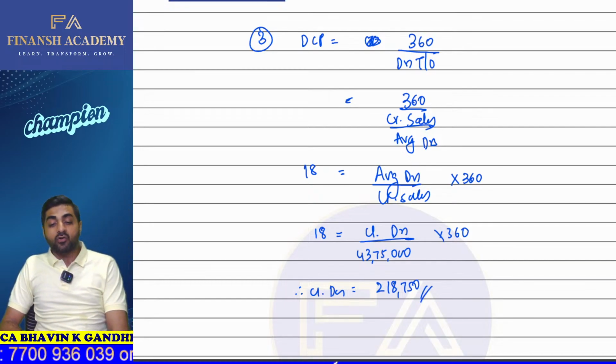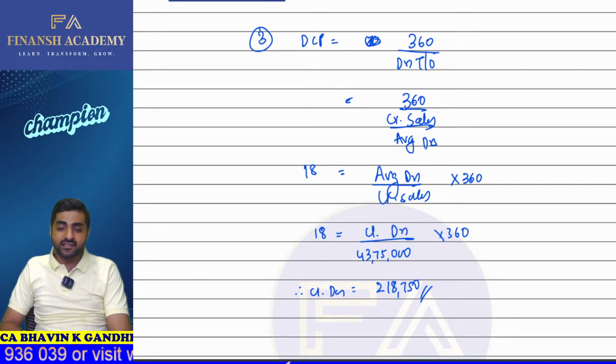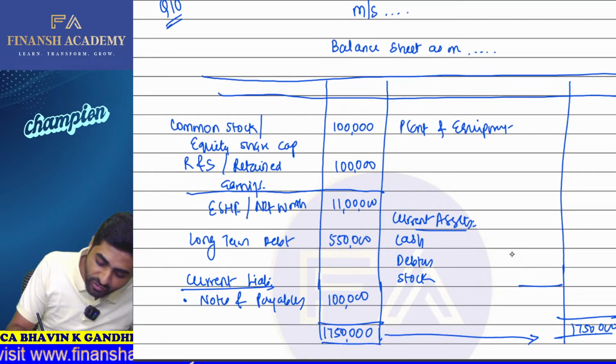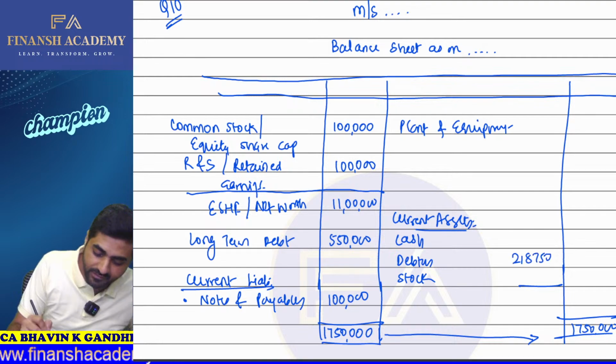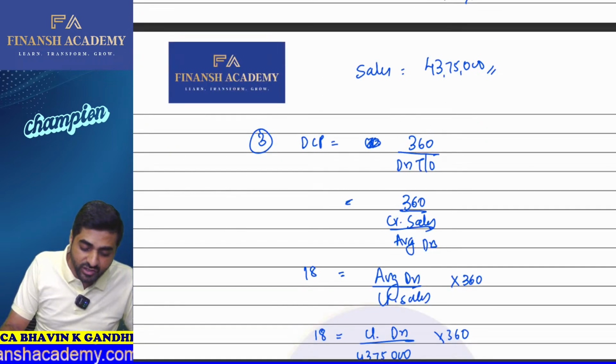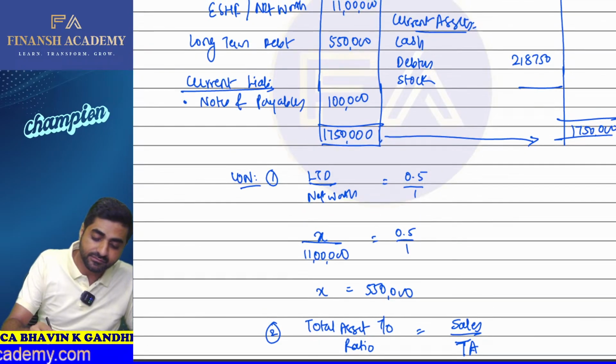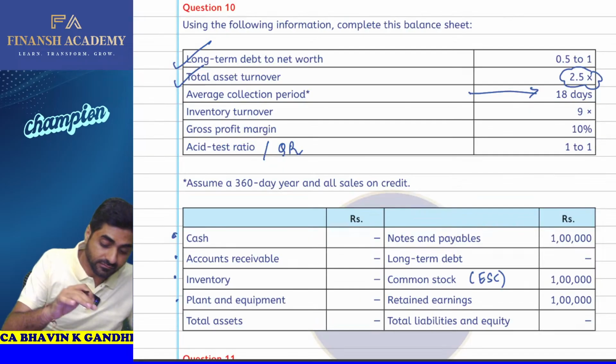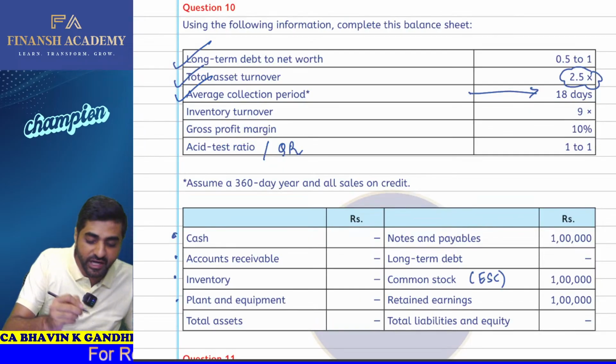So do I have the amount of your debtors? Come on, yes or no? Yes, sir. 2 lakh 18,750. What will I do with the same? I'll substitute here 2 lakh 18,750. And this actually comes from your working note number 3. So your debtors is also done.